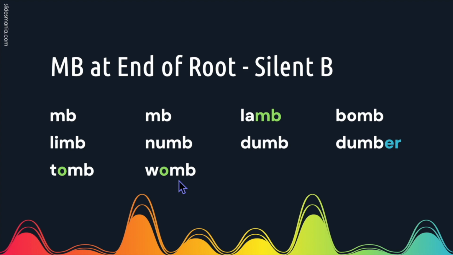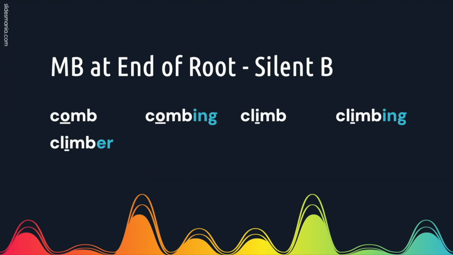These 2-letter O's are both going to have the oo sound, so tomb and womb. On this slide, all the underlined vowels will use their long sound. So we have comb, combing, climb, climbing, climber.